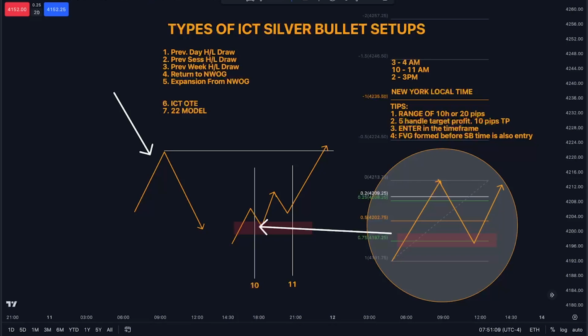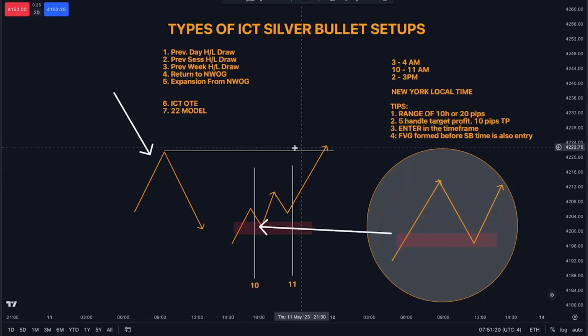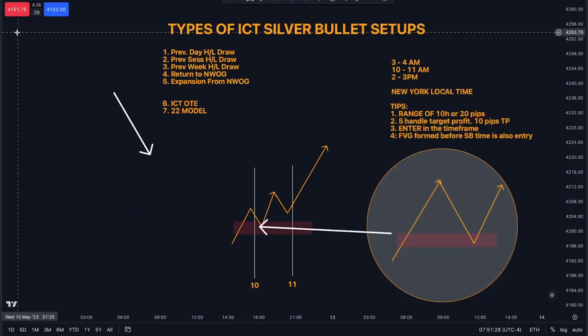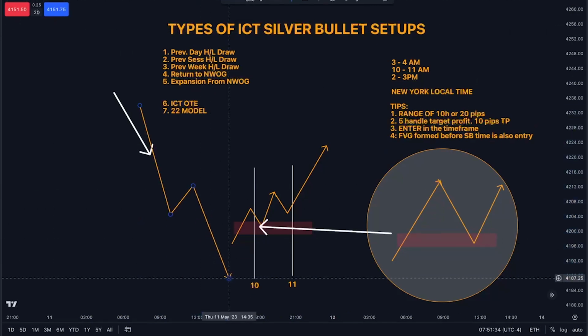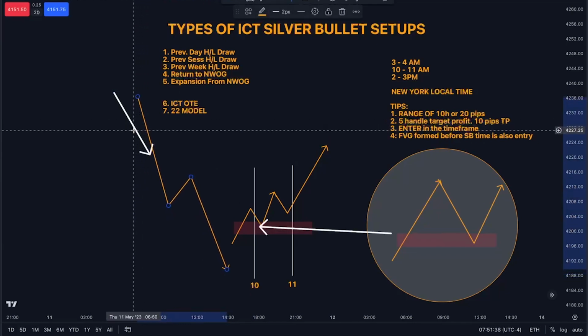And it means that in Silver Bullet, you're using market structure shift, fair value gaps, you're targeting inefficiencies in the market, draws on liquidity, and stuff like that. So sometimes you're not targeting the high from previous session, day, high, week, or something like that. You might be just targeting a fair value gap, which is an inefficiency that wasn't filled yet.